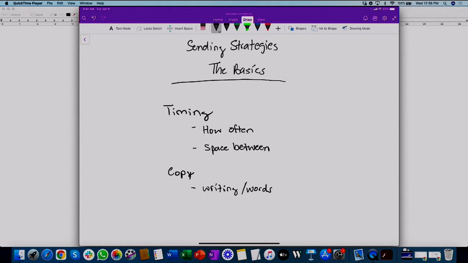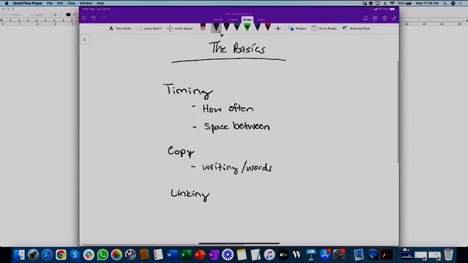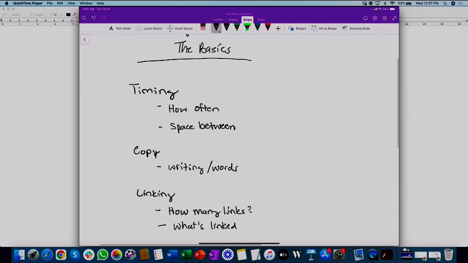And then another thing that we look at is linking, okay? And this is how many links, and then what's linked, all right? So what's linked?